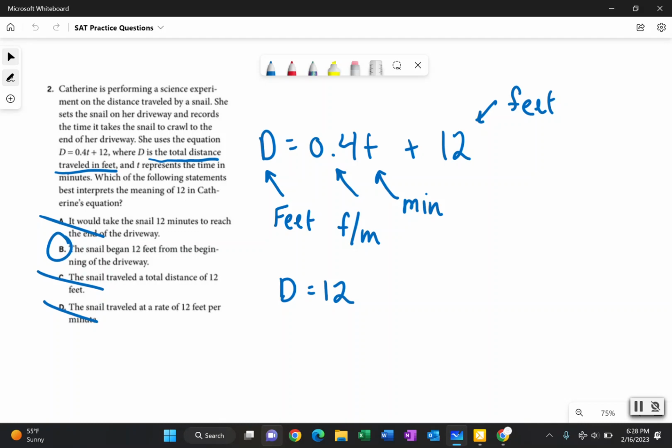The snail wasn't at the very end of the driveway or at the very beginning. It was 12 feet from the beginning of the driveway, right? It's just the same as if we had our y-intercept, right? Our y-intercept, it starts at some value on our y-axis when our x value is 0. Our y value is some random value, right? And if we write an equation, y equals mx plus b, we know this b is our starting point on the y-axis, right? Pretty straightforward. Same idea here when we're taking a look at a word problem like this.